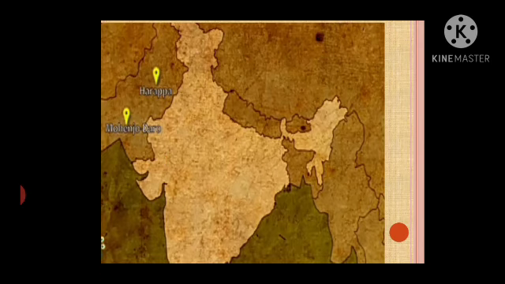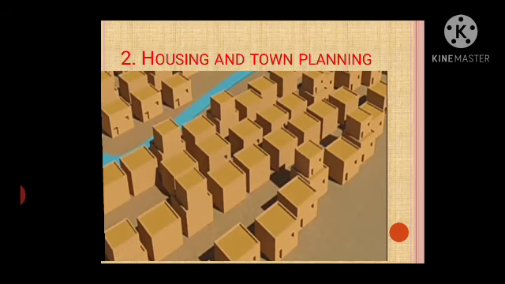You can see here Harappa and Mohenjo-daro. These are the sites, Harappa and Mohenjo-daro. Mohenjo-daro is a place which is 650 km to the south of Harappa in the Indus Valley, which is now in Pakistan. Next, as I told you, the aspects which are similar between them, the first one is housing and town planning. So now we are going to see about the housing and town planning. What did we find about housing and town planning in the Harappan civilization?